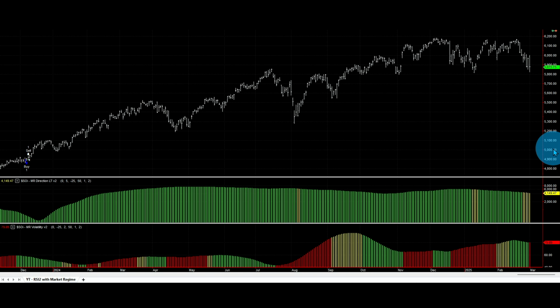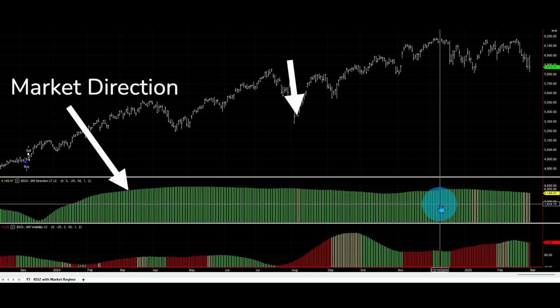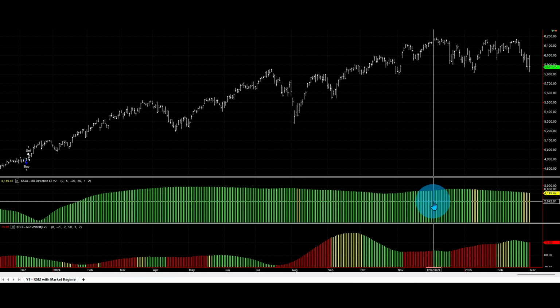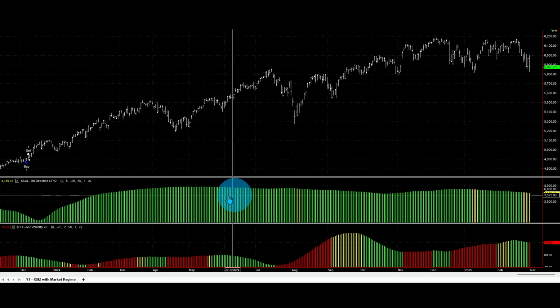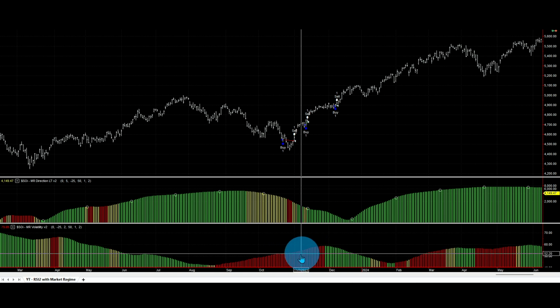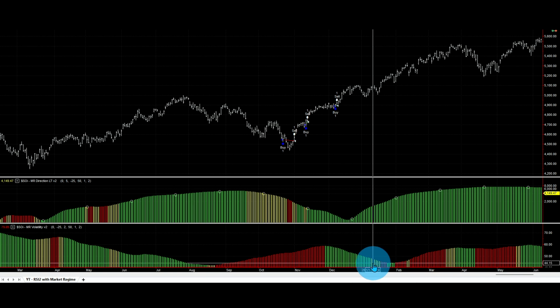And here are market regime indicators in action. So this is the same chart as the S&P 500 index. And here I have the direction, and below it, I have the volatility. So green means we are in an uptrend, bull market. Yellow means we are in a sideways market. And red means we are in a downtrend bear market. For the volatility, red means we are in a high volatility, green means we are in a low volatility, and yellow means we are in a normal volatility regime.